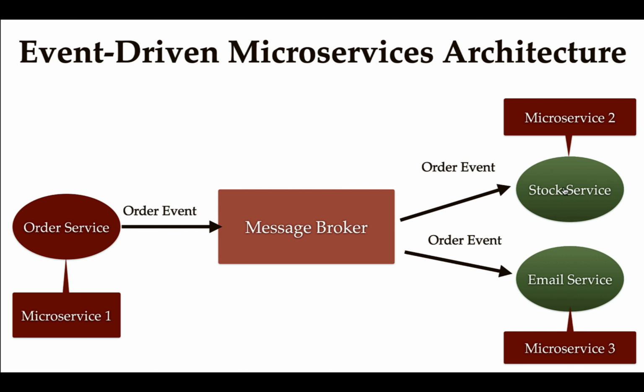Similarly, stock service and email service are the consumers, and they don't have to know about the producer. They are only responsible for consuming or reading the message from the message broker. They don't have to know who is producing the messages. Alright, so this is how the event-driven architecture looks. In an event-driven architecture, all the applications are loosely coupled. So this is all about event-driven architecture, and event-driven architecture is widely used in microservices.